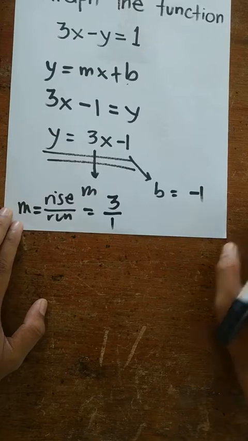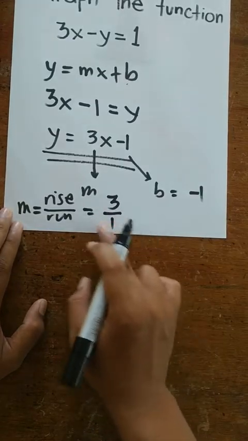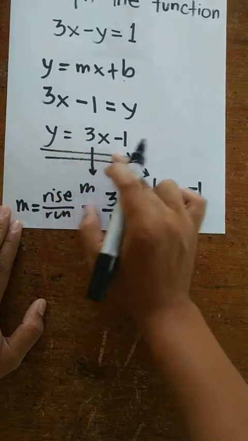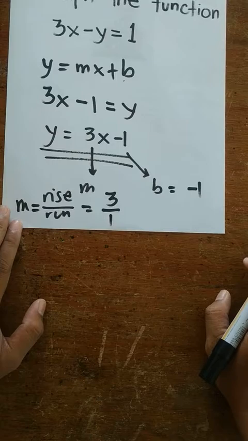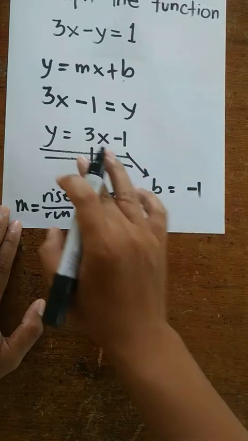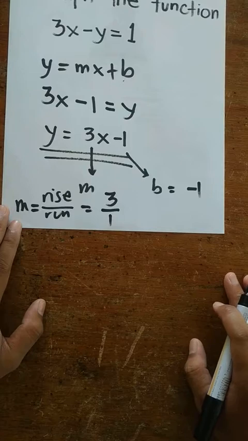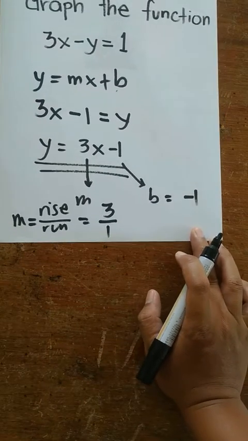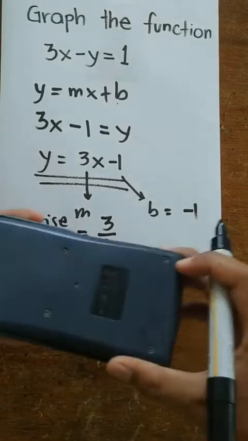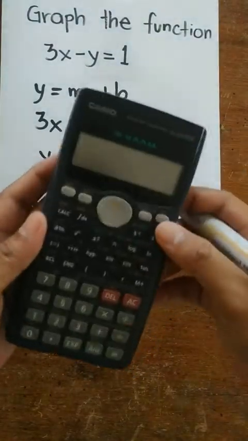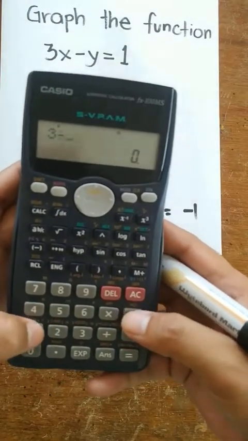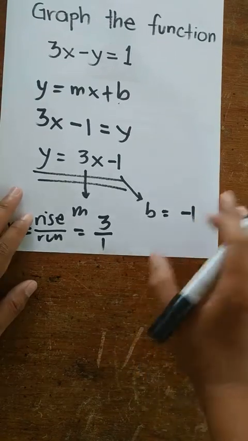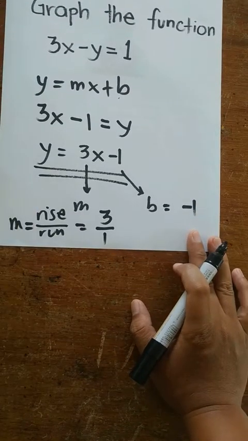And you would ask me, sir, where did this 1 come from? If you try in your calculator, guys, any number, if you divide it by 1, its answer will still be the same number. So let's say, for example, we have here any number, let's say 3. Let's divide it by 1. Still the answer would be 3 itself. It's the same for other numbers.